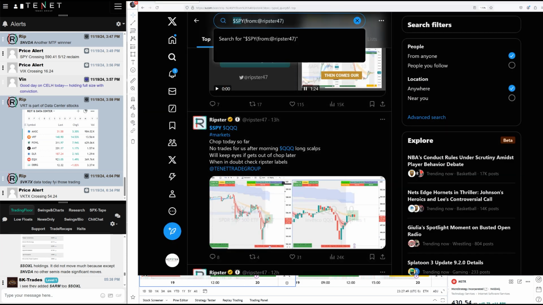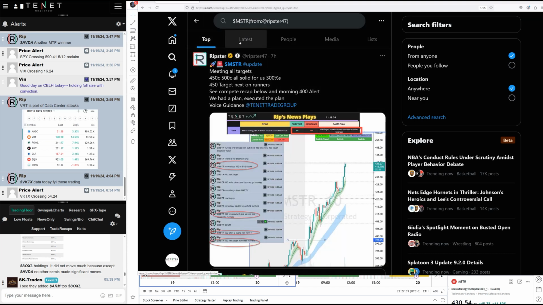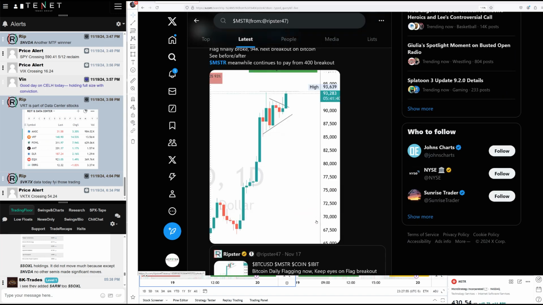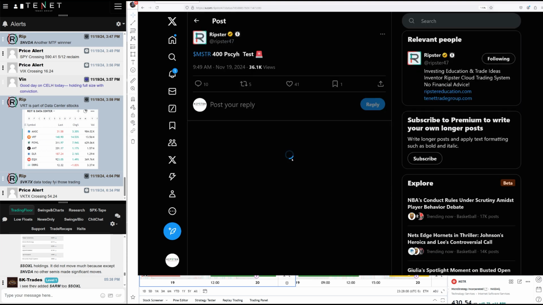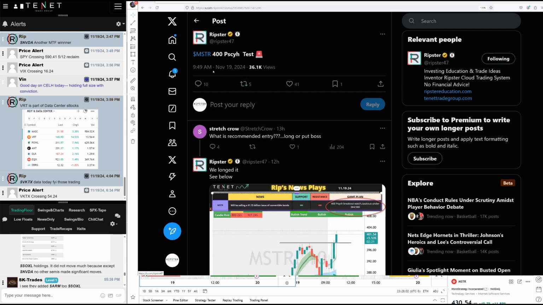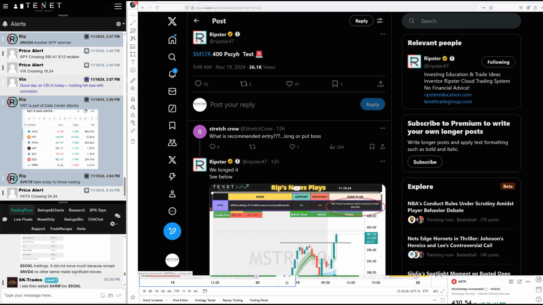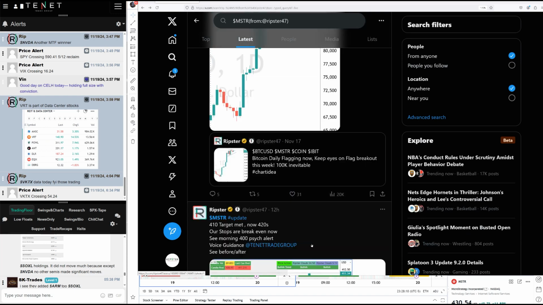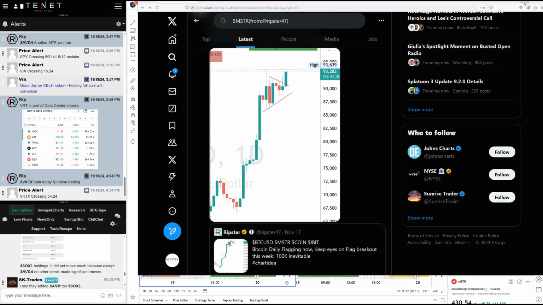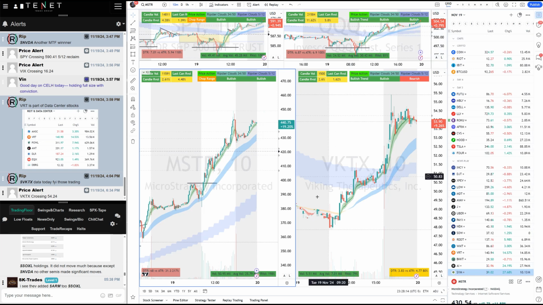I even guided MSTR on Twitter as well. I showed step by step everyone what MSTR was doing. I alerted the MSTR 400 psych breakout today in the morning. That was the long, so that was the long on that breakout. And then I guided everyone there, step by step. Beautiful. Bitcoin was breaking out of the flag I shared. So, beautiful win. Huge day for us on MSTR.